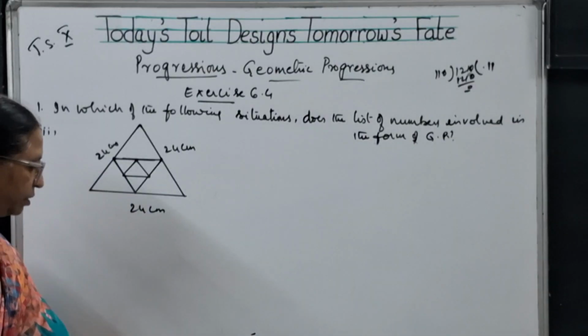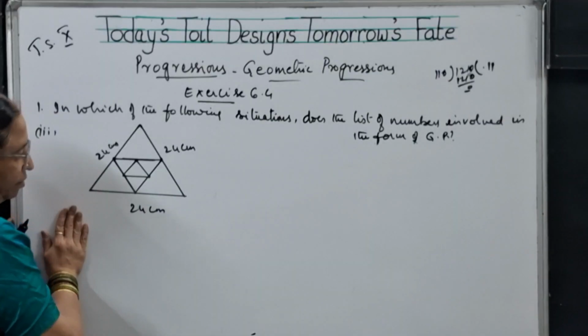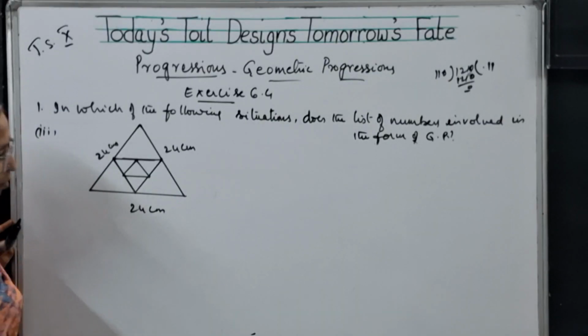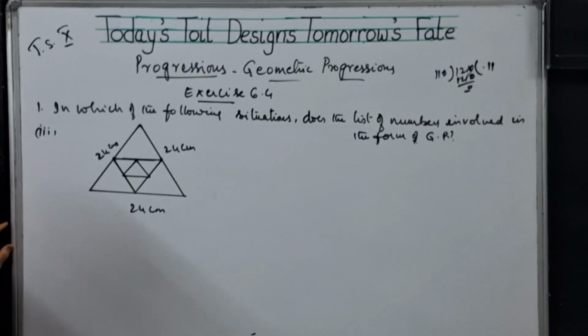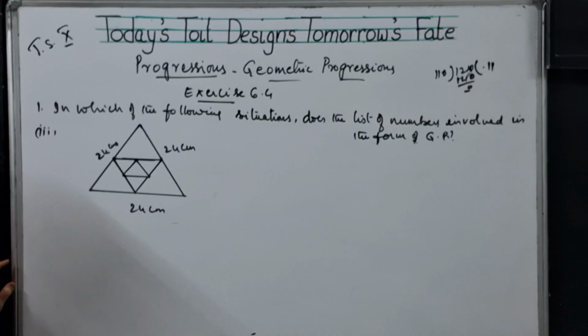Now the third bit, children. In the third bit, they have given a figure like this, and I'll read the question, children. Find the perimeter of each of the triangles when the midpoints of the sides of an equilateral triangle whose side is 24 centimeters are joined to form another triangle, whose midpoints are in turn joined to form still another triangle, and the process continues indefinitely.